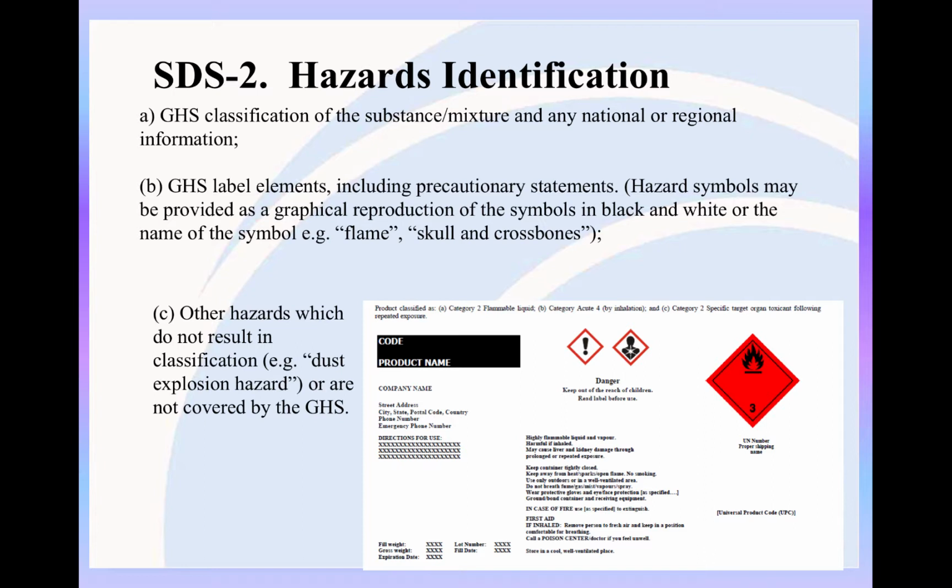Section 2 is hazard identification, a GHS classification of the substance, the mixture, and any national or regional information. It also has to include label elements, including precautionary statements. Hazard symbols may be provided as a graphical reproduction of the symbols in black and white, or the name and symbol of flames, skull and crossbones, etc. Other hazards which do not result in classification, like dust explosion hazards, are not covered by the GHS.